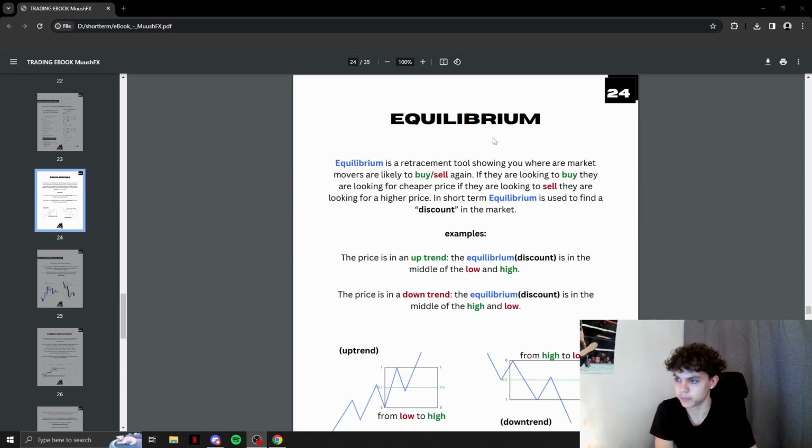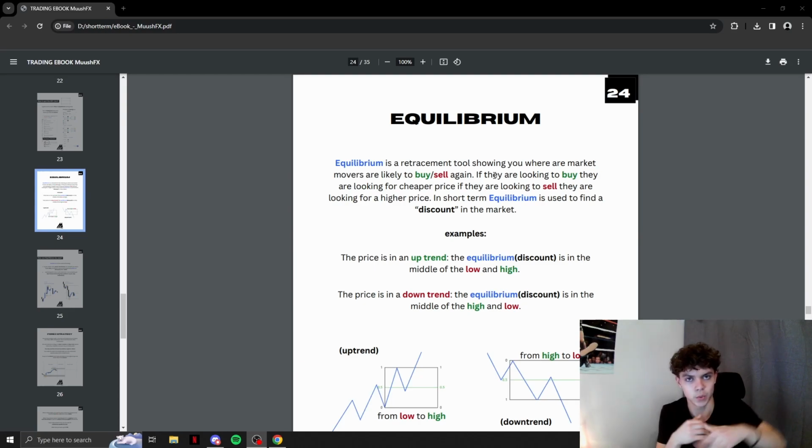Okay, equilibrium. What is equilibrium? Equilibrium is a retracement tool showing you where the market movers are likely to buy or sell again. What does that mean? Who are the market movers? Banks and institutions. The ones with big capital. Like the banks, they ain't moving the market. They need to fill orders, right? Take people out from the market. They have these massive orders that need to get filled, and equilibrium is like a discount where they can buy or sell again.